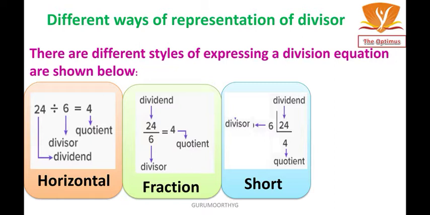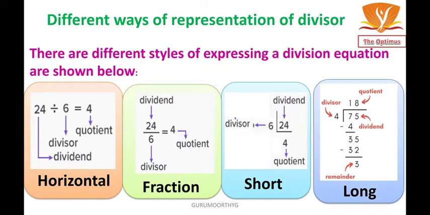Next method is long division. It is an inverted L shape. Inside the L shape, you are going to write the dividend, that is 75. 75 is the dividend. Outside, 4 is the divisor. Upper portion, that is the quotient. 18 is the quotient. Followed by some multiplication and subtraction part. And the last one is the remainder. Last two, that is short division and long division, we are going to learn in this lesson.